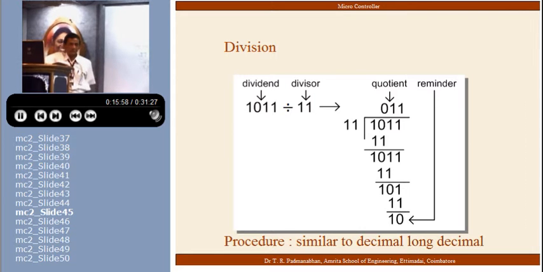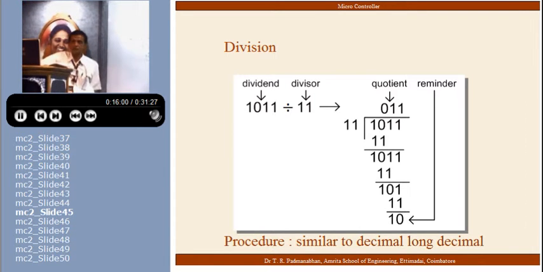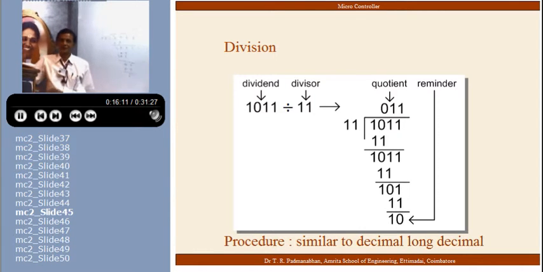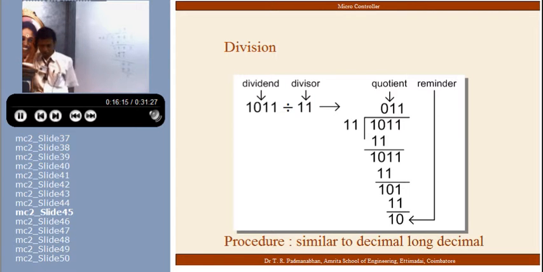The procedure is just similar to what we do with the decimal system. There's no change. Quotient is 0, 1, 1. That's a binary number. Now, to know whether that is right, you have to convert to a decimal number and just see.